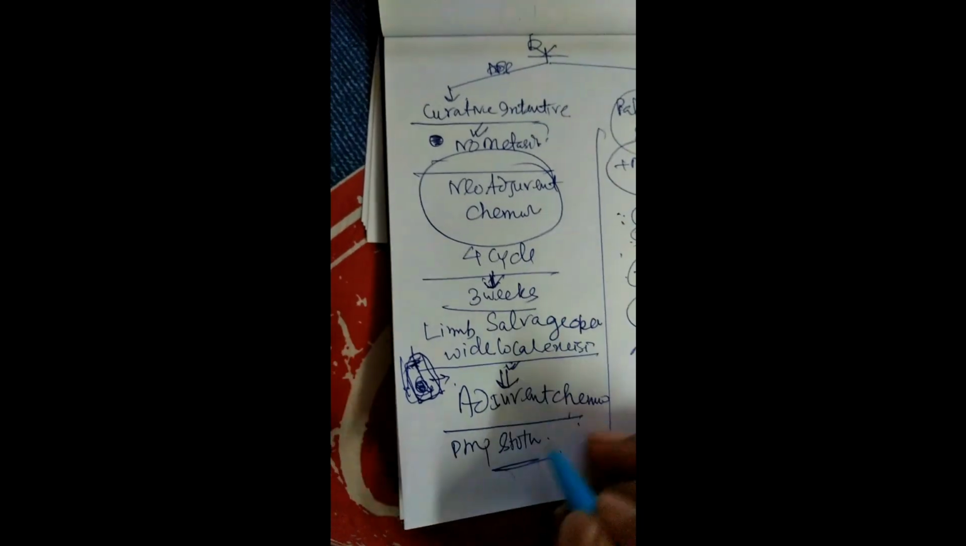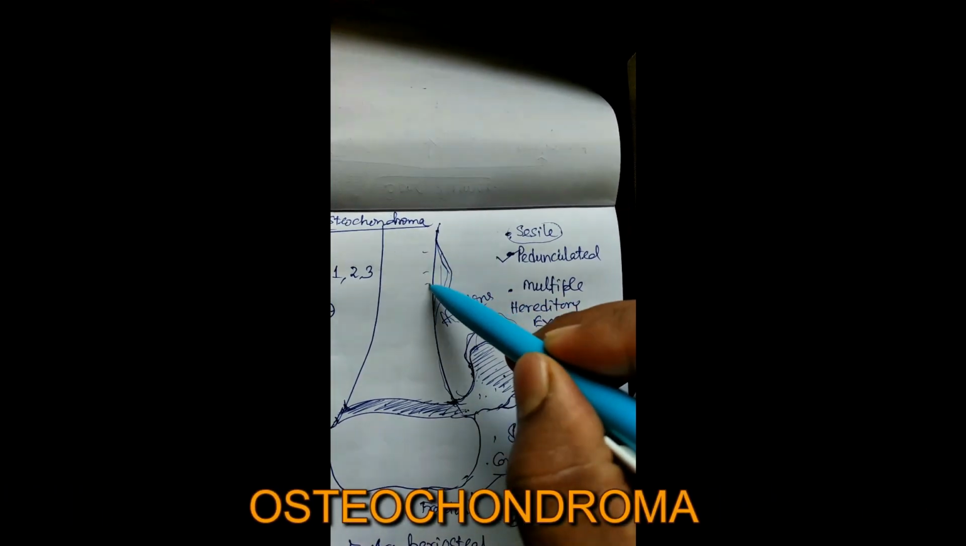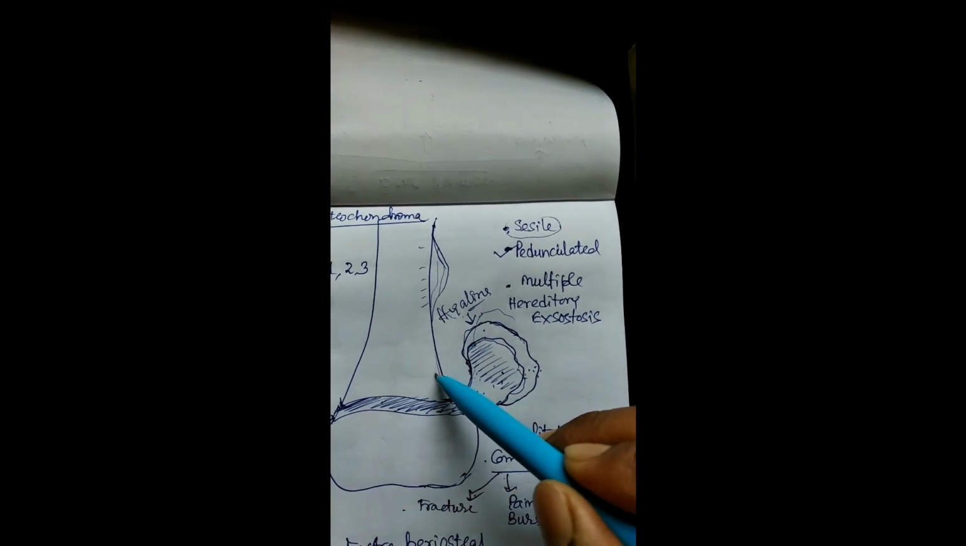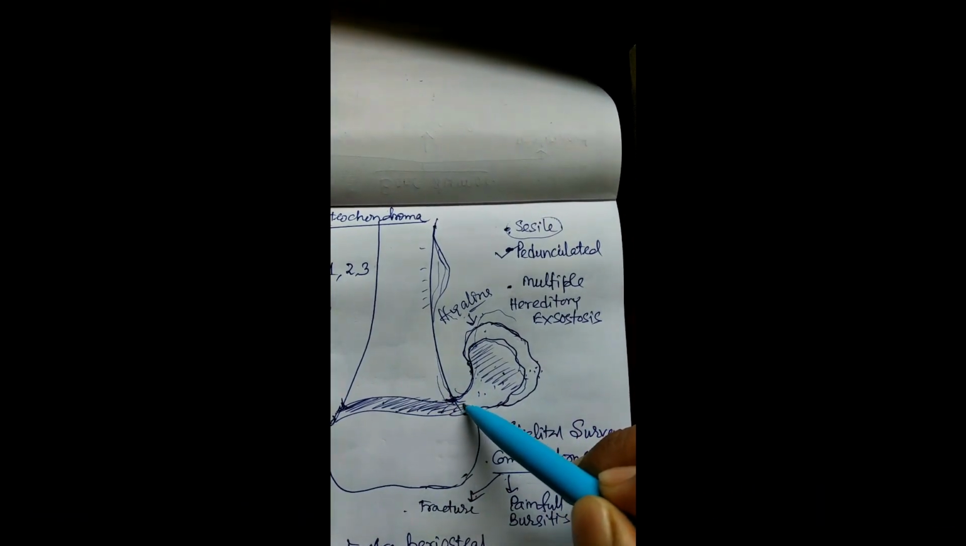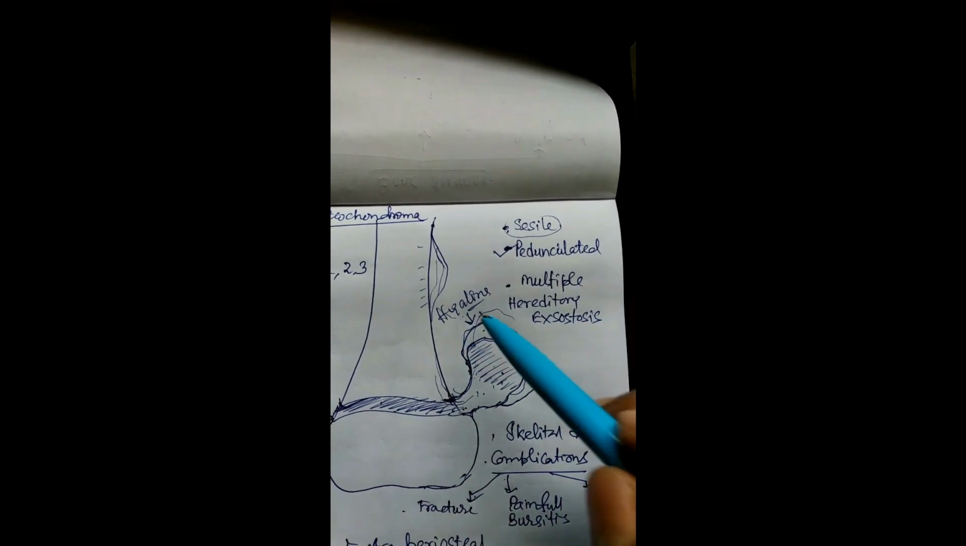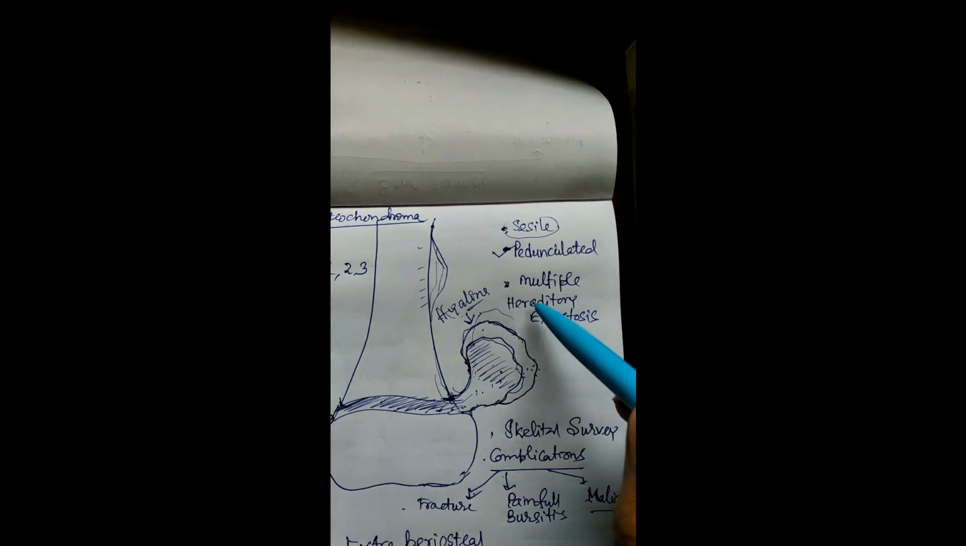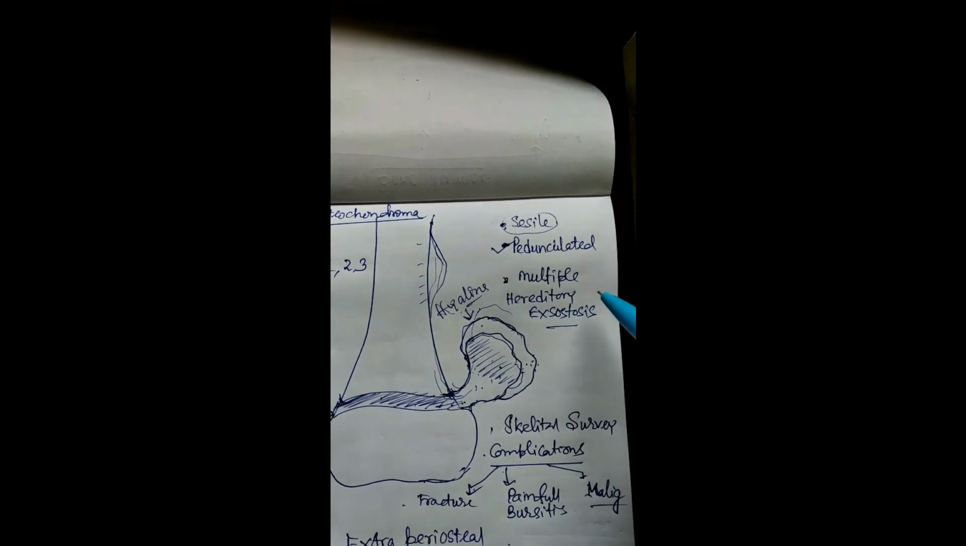So this is the swelling as a whole, like this. This is a broad base, and in case of the pedunculated variety there is a short base, and sometimes we also get multiple hereditary exostosis.